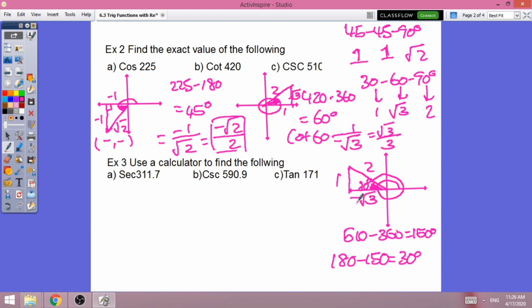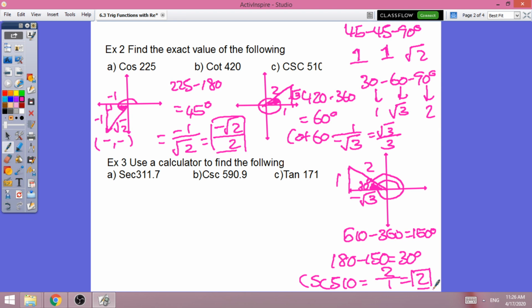So for cosecant of 510, the ratio is hypotenuse over opposite. So it's 2 over 1, which is 2.